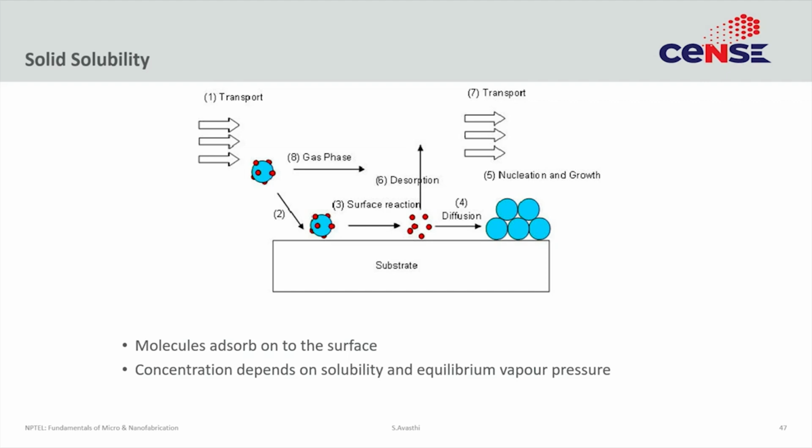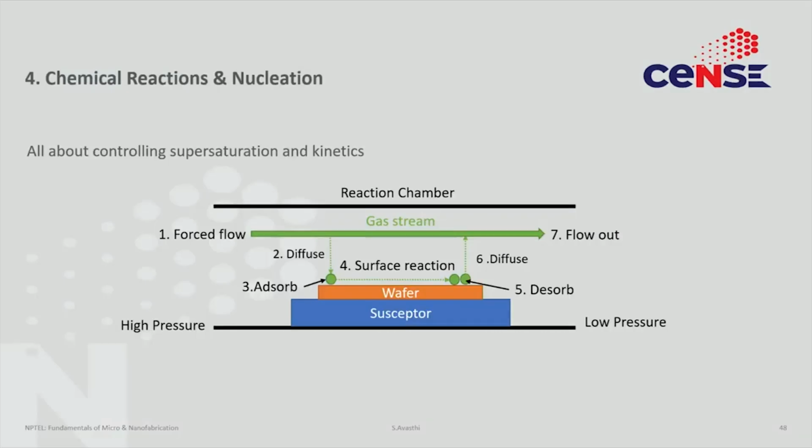This process is fairly simple in most common CVD reactions. Of course, it can get complicated. All you have to do is pick up a handbook and figure out what is the solubility and equilibrium vapor pressure, and then take it from there. So, that was short. Let us get to the next module, which is a little larger one, and as I said, can be a little complicated.